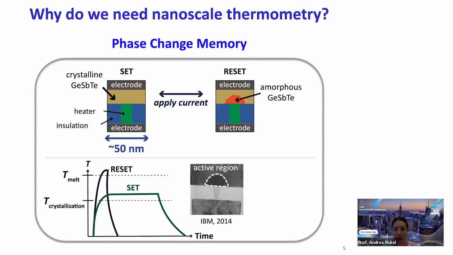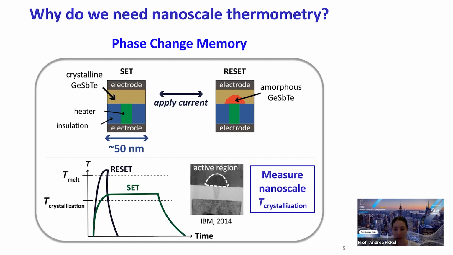And so one challenge for these phase change memory devices is that the crystallization temperature for these nanoscale amounts of phase change material can differ significantly from the bulk value. And some estimates suggest by hundreds of degrees. But again, there's really no existing thermometry technique that can measure this crystallization temperature.